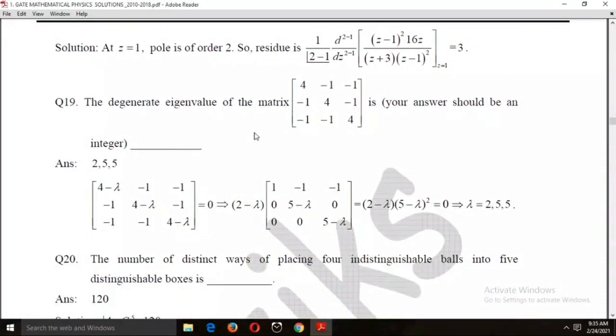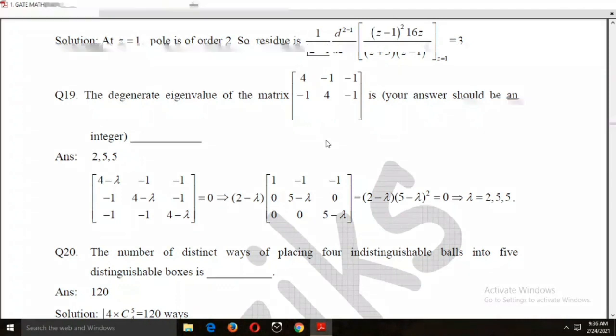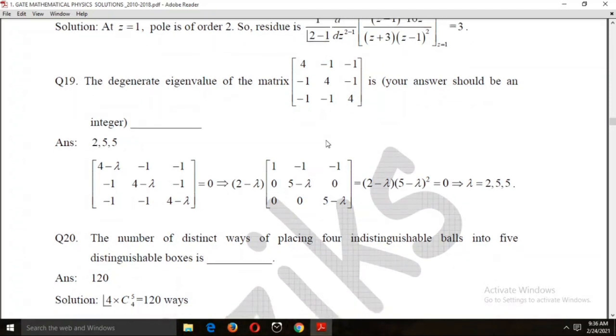The degenerate eigenvalues of the matrix: eigenvalue calculation, characteristic equation |A minus lambda I| equal to 0, it will give 2, 5, 5. So this question on eigenvalues is important. The frequency of these types of questions is good, so we should practice a lot of important questions.